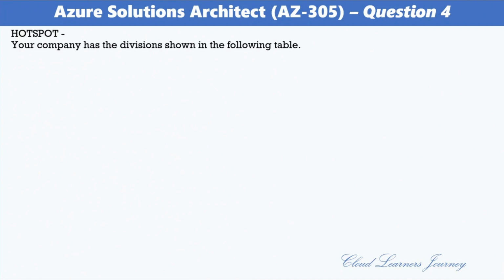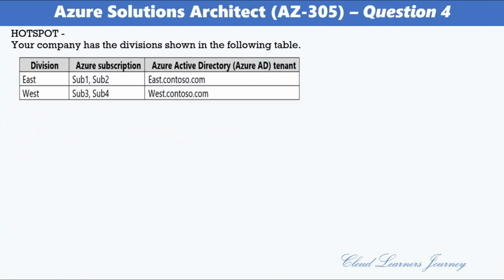Your company has divisions shown in the following table. Columns are division, Azure subscription, Azure Active Directory tenant. For East division, the subscriptions are sub 1 and sub 2 with Azure AD tenant east.contoso.com. And for West division, subscriptions are sub 3 and sub 4, and Azure Active Directory tenant is west.contoso.com.